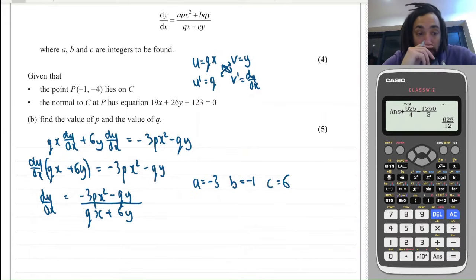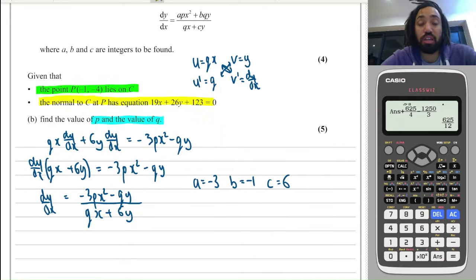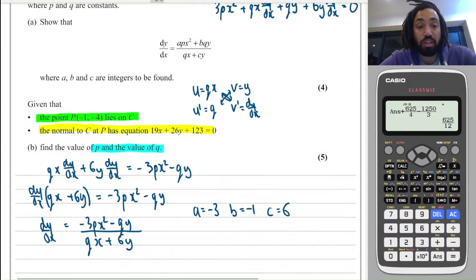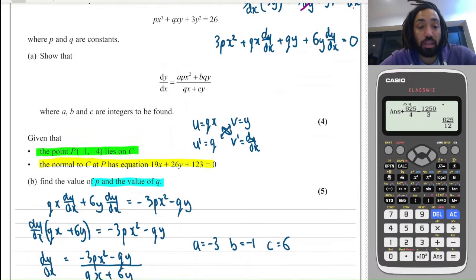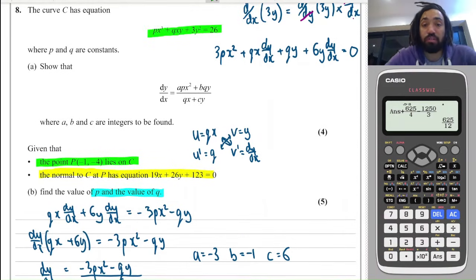Now it says, given that the point lies on C and the normal to C at P has that equation, find the values. So we are trying to find two values, P and Q, and they have given us two bits of information. So I'm suspecting we're going to need to use both of these bits of information and solve simultaneously. So let's start with the green. It tells me that that point lies on C, which means that it must satisfy the original equation for the curve. So I'm going to sub that point into the curve.